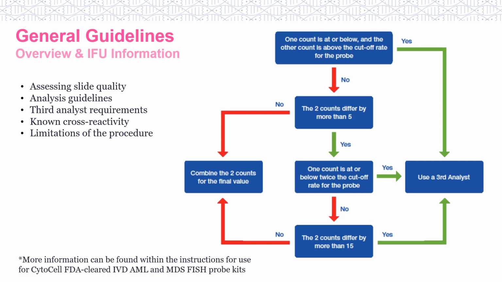Similarly, there may be times when a third analyst is required. Each laboratory should establish its own requirements for when this may be necessary. For example, when 2 analyst results of abnormal signal patterns differ by a certain percentage. The flowchart on the right is a general guideline for interpretation and when to utilize a third analyst.